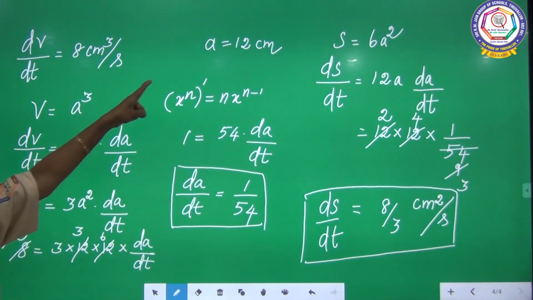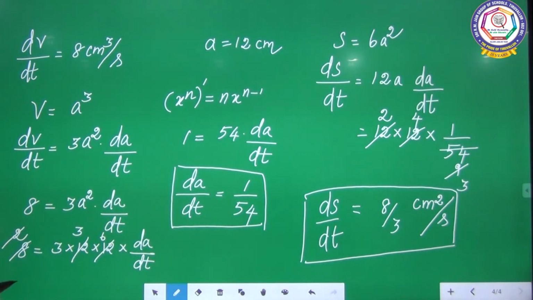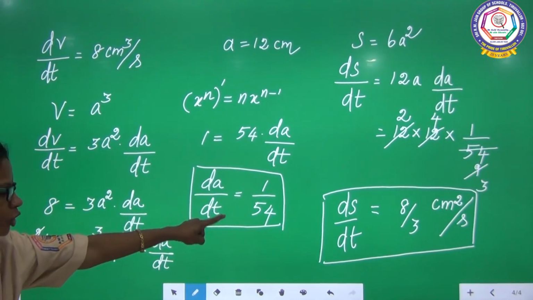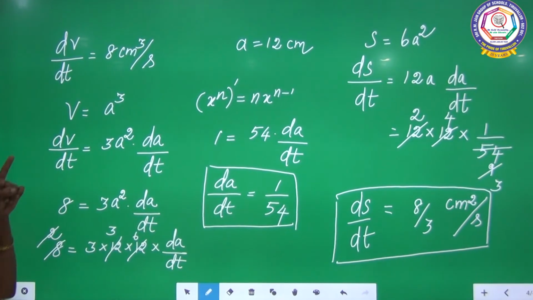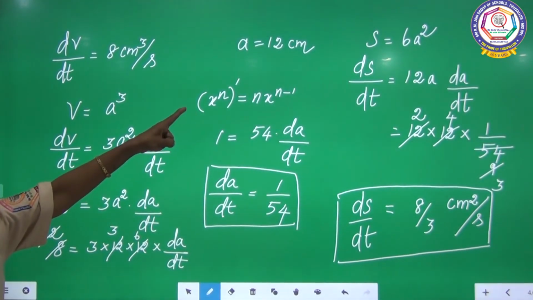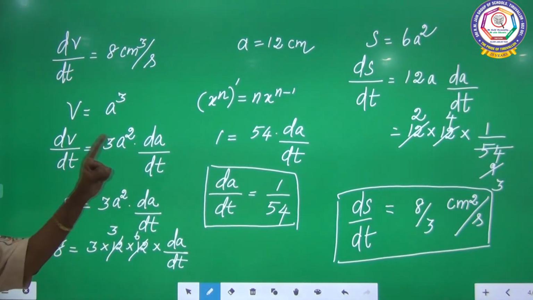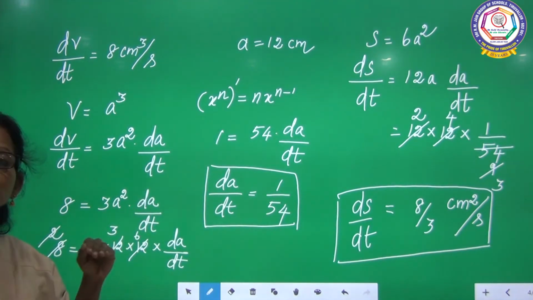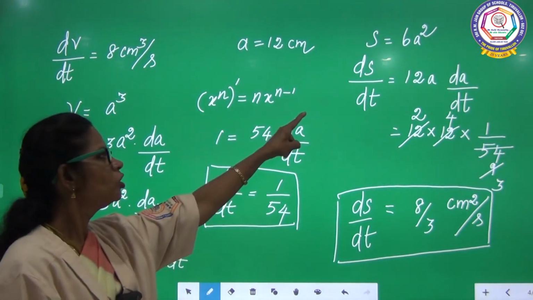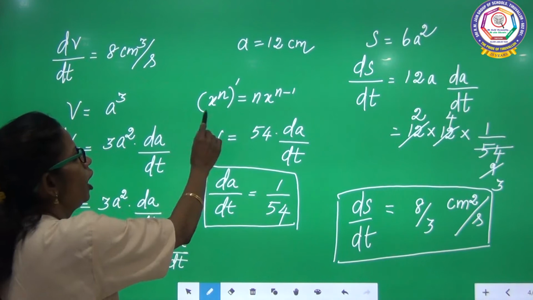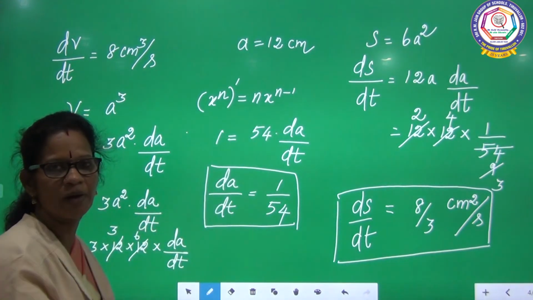In the question, A is given as 12 centimeter, so A should be replaced: 12 into dA by dt. Then what do you arrive at? dA by dt equal to 1 by 54. They are asking how fast the surface area is increasing. So what did I do? Surface area of a cube equal to 6a square. dS by dt, differentiating with respect to time on both sides. So dS by dt equal to 12a, that is the formula n into x power n minus 1.